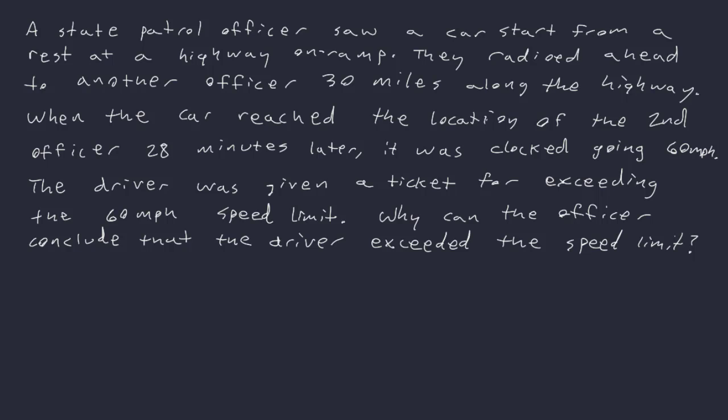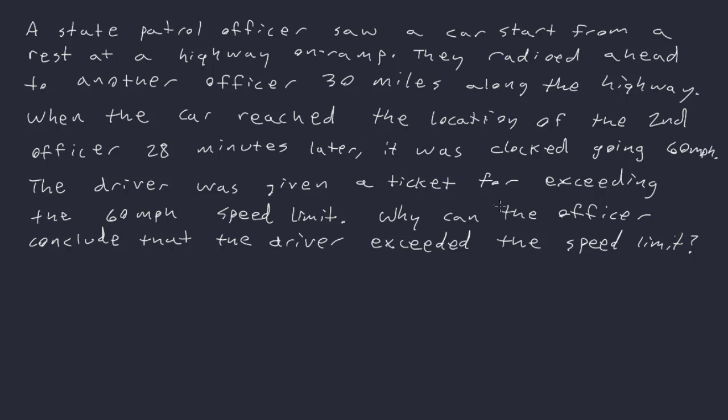All right, to round this off, I want to show an example that has actually been used in real life, as far as I understand. And that comes to this situation here. Let's say that a state patrol officer saw a car start from a rest at a highway on-ramp, starting from a very slow speed, and they radioed ahead to another officer that's 30 miles along the highway. Now when the car reached the location of the second officer 20 minutes later, it was clocked going 60 miles an hour. Now, here's the rub.